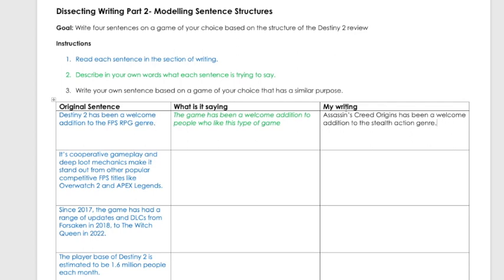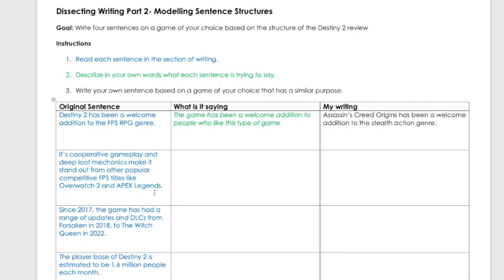But the meaning of my sentence has changed because I'm focusing on a different game. What you can see in this case is not only am I changing the name of the game, but I'm also having to change the words I'm using to describe it to make sure they match. Let's do another one together.